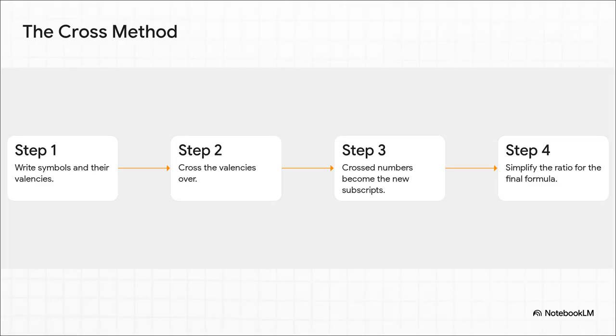There's a really cool, simple trick called the cross method. It's basically 4 steps. First, you write down the symbols of the elements you're combining. Then, you write their valency number right above them. Step 3 is the magic part. You crisscross those numbers, bringing them down to become the subscript for the other atom. And finally, you just simplify the ratio if you can. It's a nearly foolproof way to get it right every time.